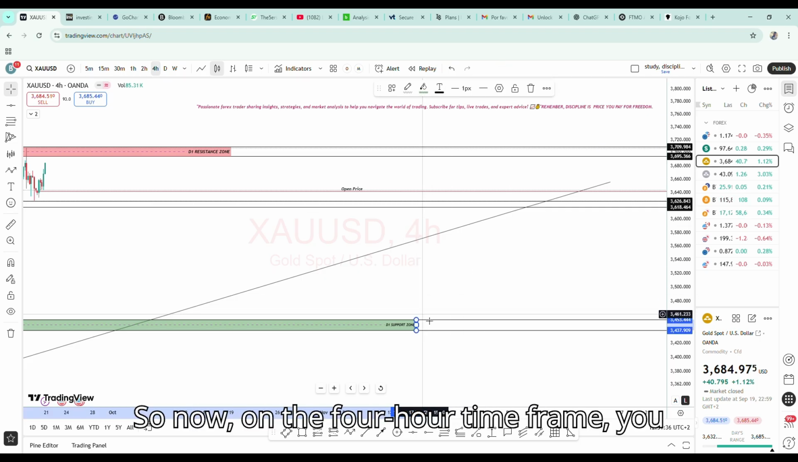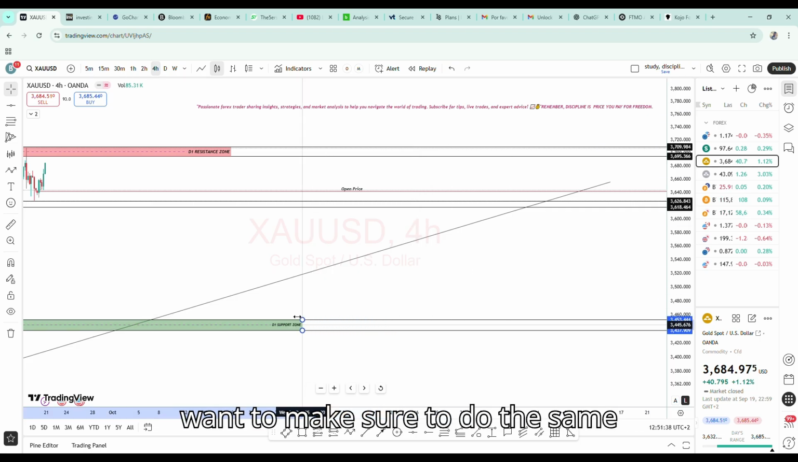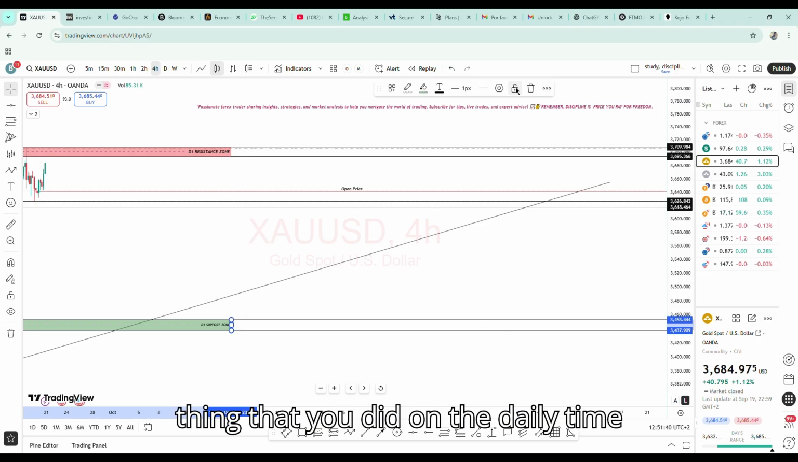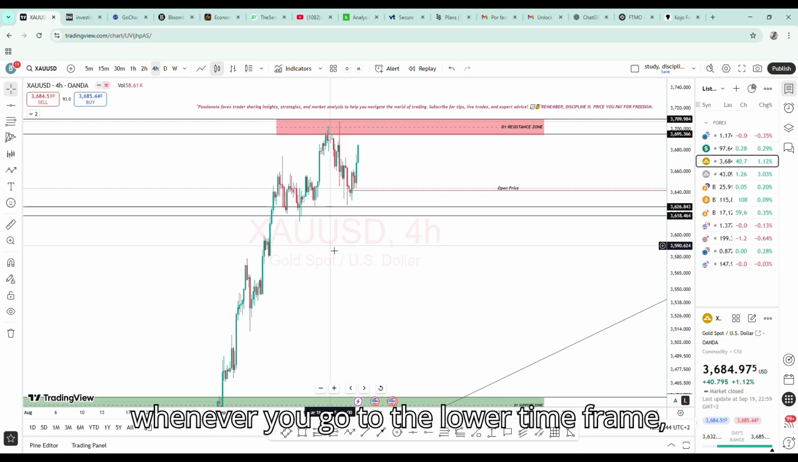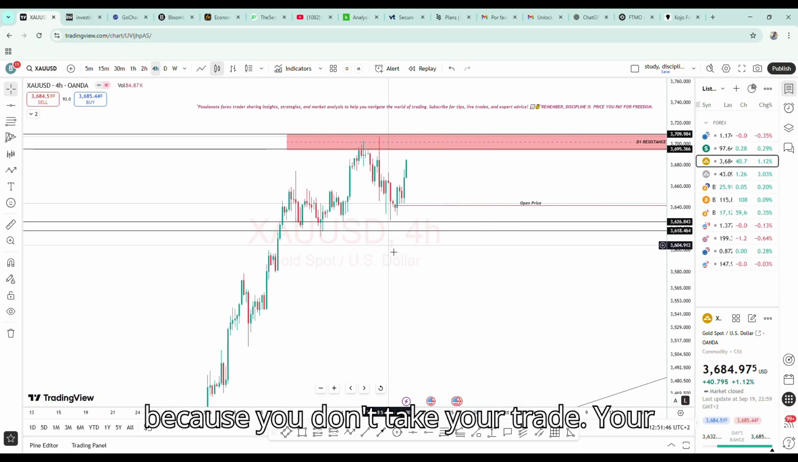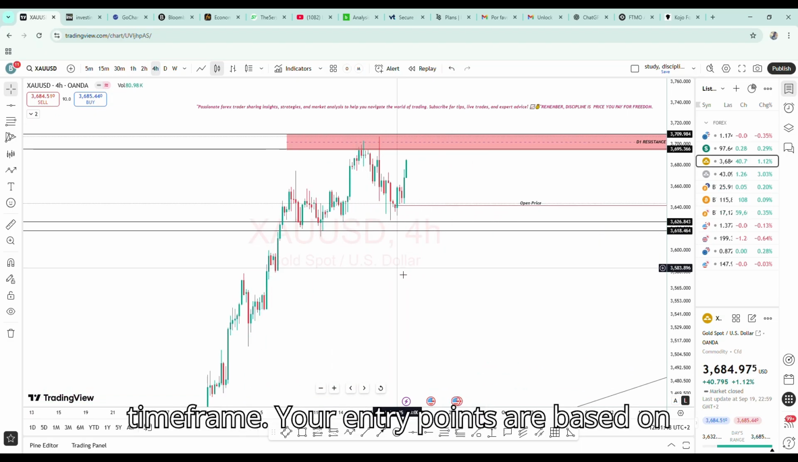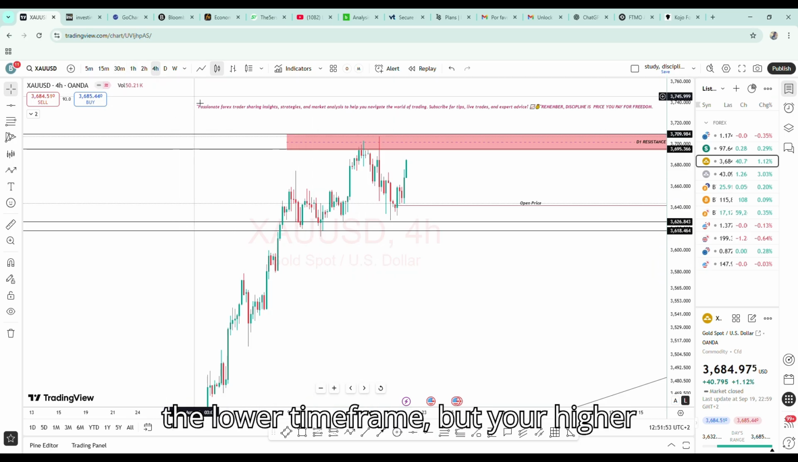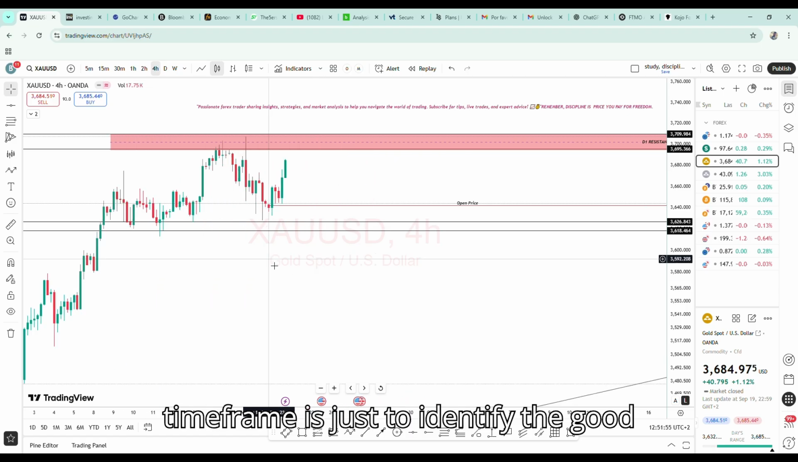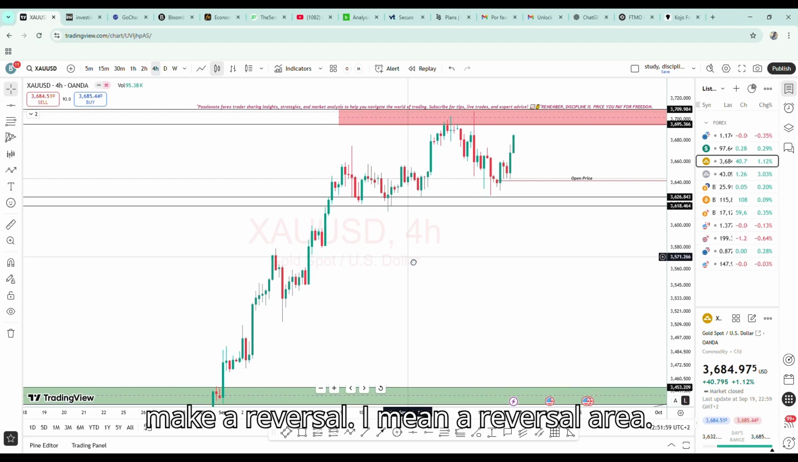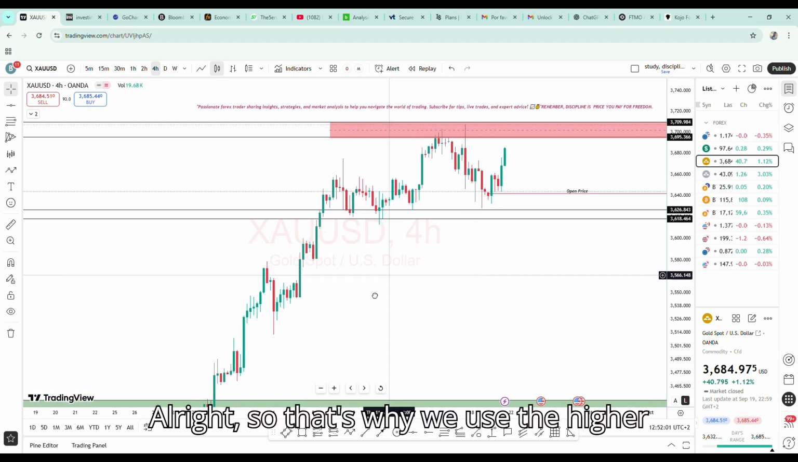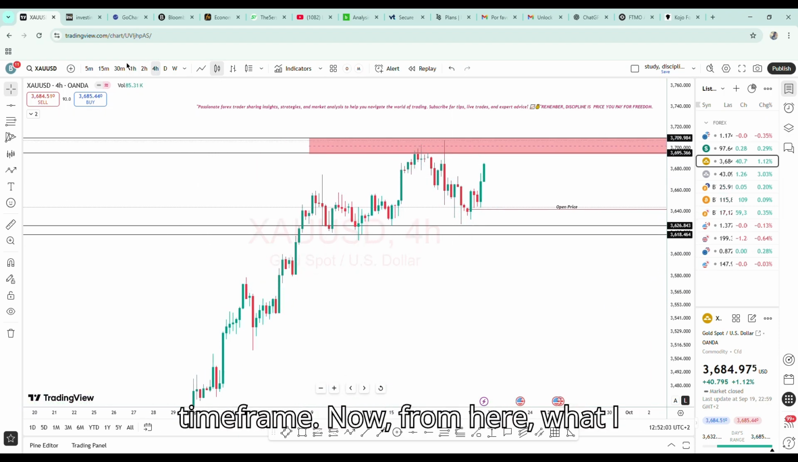Now on the 4-hour time frame, you want to make sure you do the same thing that you did on the daily time frame, so that you have them in mind whenever you go to the lower time frame. Your entry points are not on the higher time frame. Your entry points are based on the lower time frame, but the higher time frame is just to identify the zone where it's probable for the market to make a reversal. That's why we use the higher time frame.